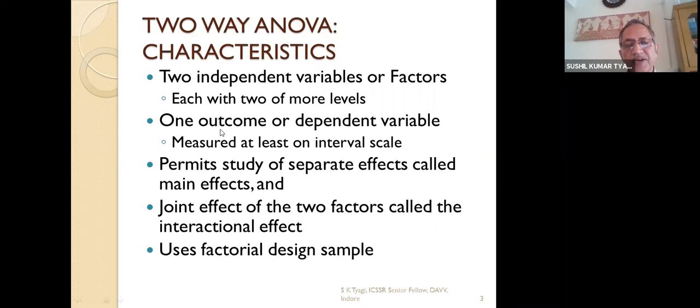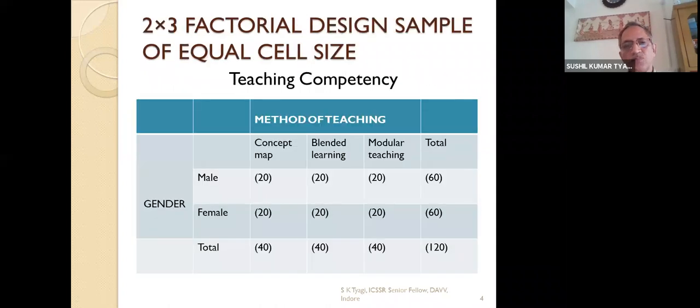And it uses a factorial design sample. A factorial design sample is a sample where two criteria for classification are simultaneously applied, say residence and gender. So we have some participants with a rural background, some with an urban background, some male, some female. Now this is an example of a 2 by 3 factorial design sample of equal cell size. The dependent variable is teaching competency.